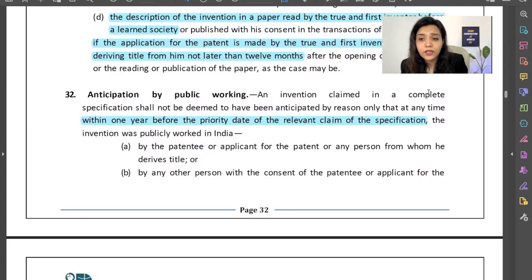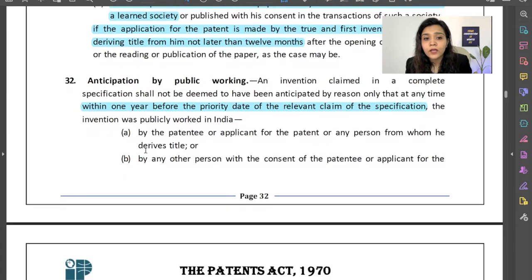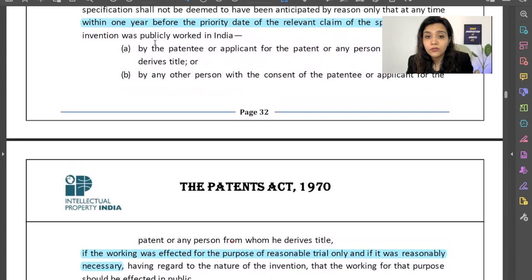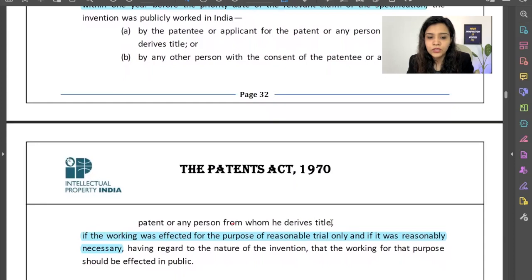An invention claimed in a complete specification shall not be deemed to have been anticipated by reason only that at any time within 1 year before the priority date, the relevant claim of the specification, the invention was publicly worked in India. And now what does publicly worked in India include? It includes, subclause A and B, by the patentee or the applicant for the patent or any person from whom he derives title, or by any other person with consent of the patentee or the applicant for the patent or any person from whom he derives title.